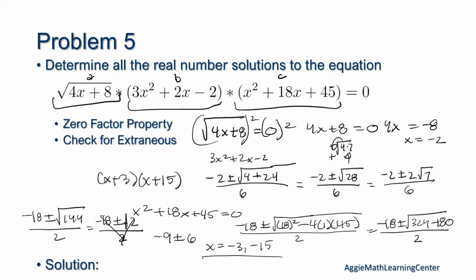So our solutions are x is equal to negative 2, negative 3, negative 15, and negative 2 plus or minus 2 times the square root of 7, over 6. Good? Just remember to separate the plus and minus on the test.